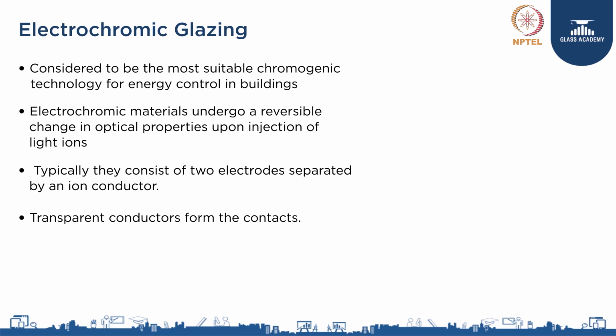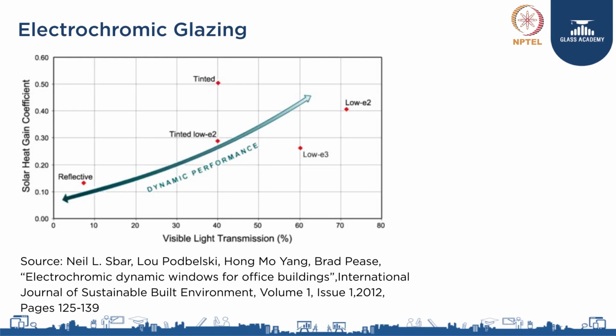Now, these are considered to be the most suitable chromogenic technology for energy control in buildings, and they undergo a reversible change in optical properties upon injection of light ions. By use of electrochromic glazing, we can change the property of the glazing from high visual light transmittance to low, as well as high solar heat gain coefficient to low. So, this is a dynamic glazing. We can change its property in this spectrum.